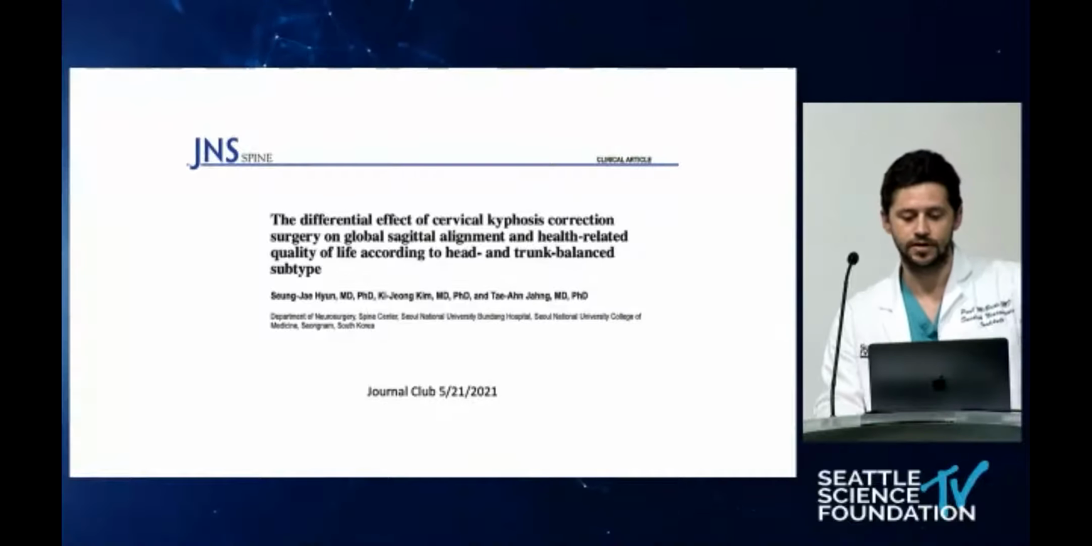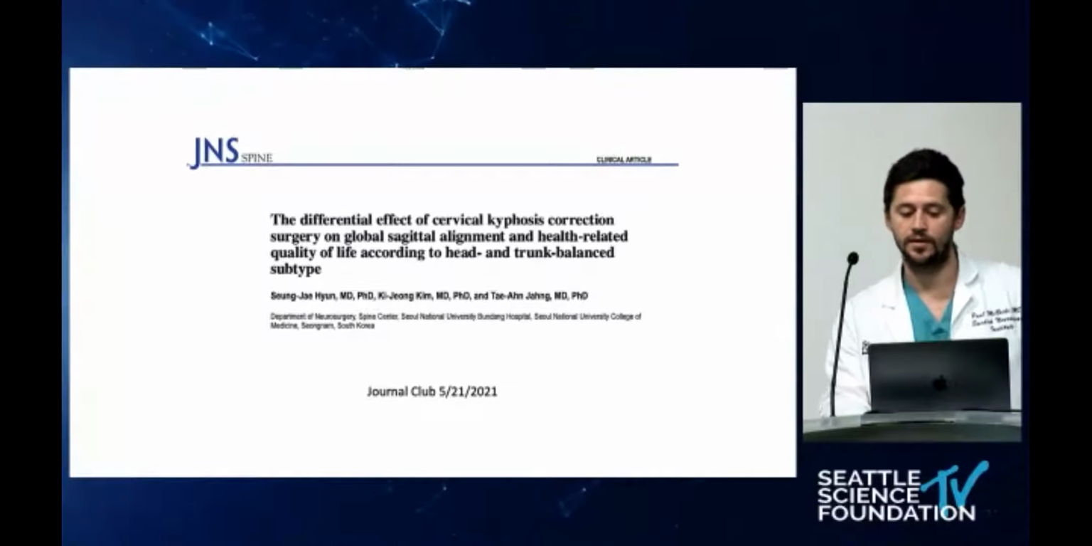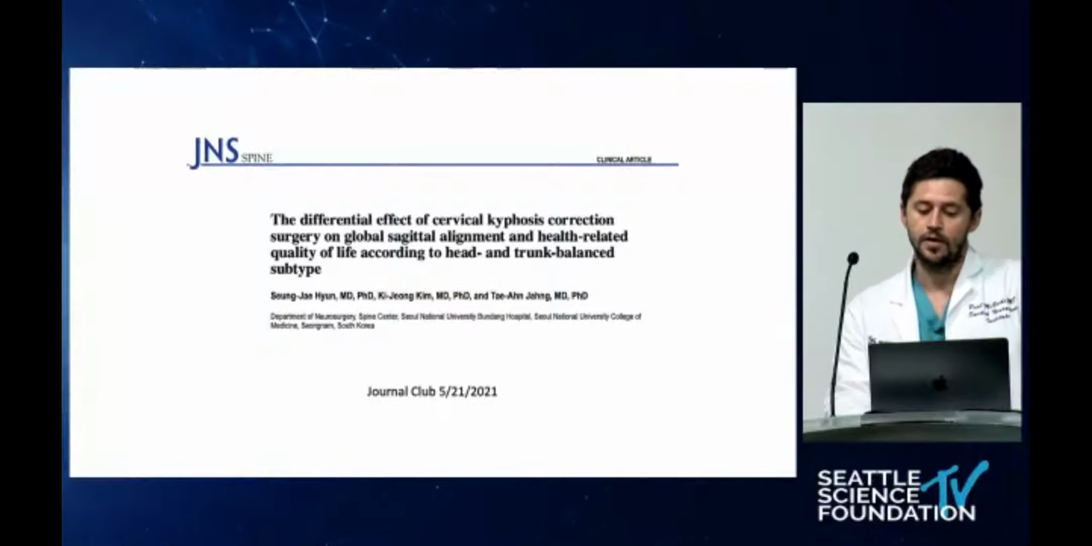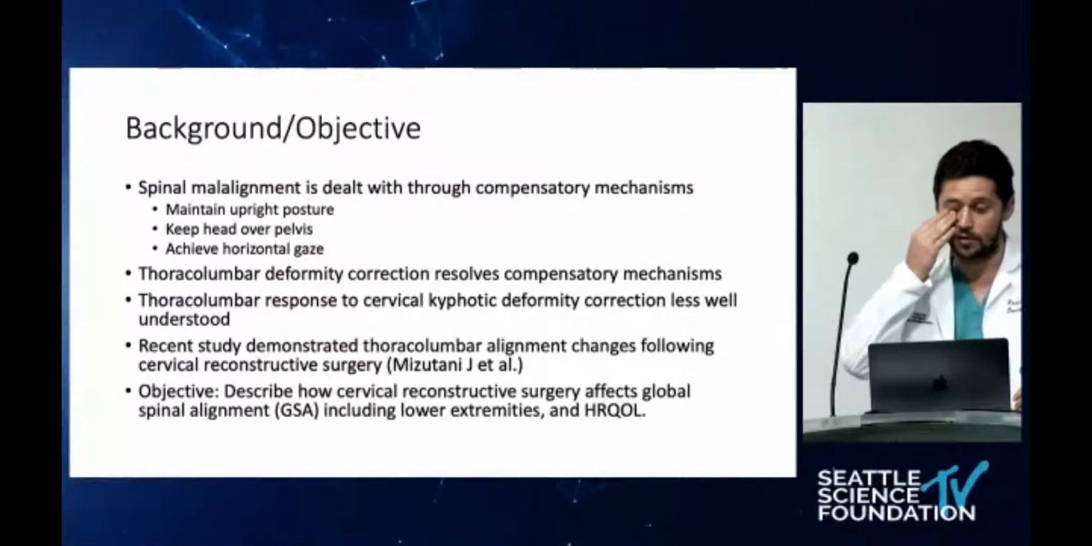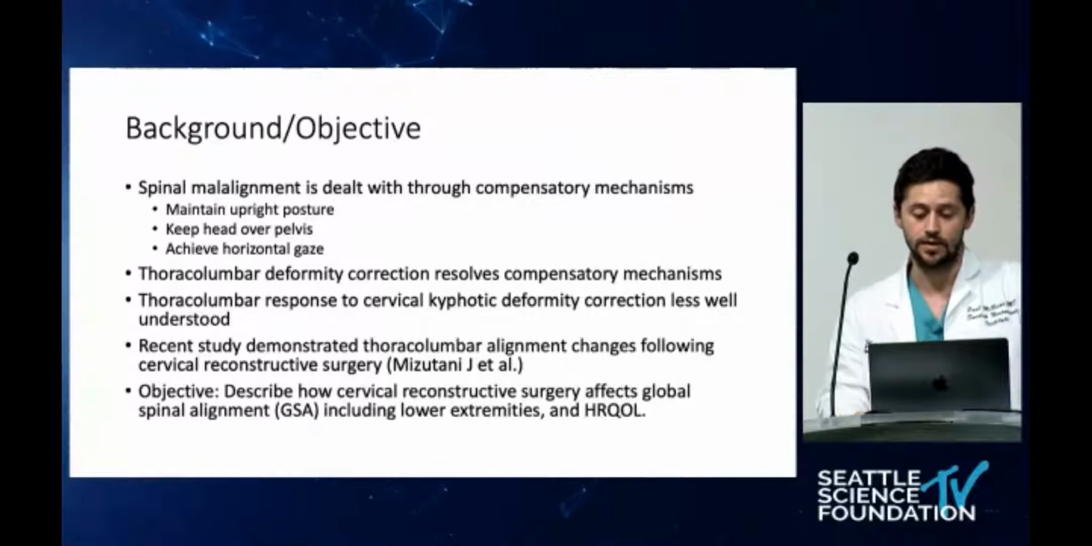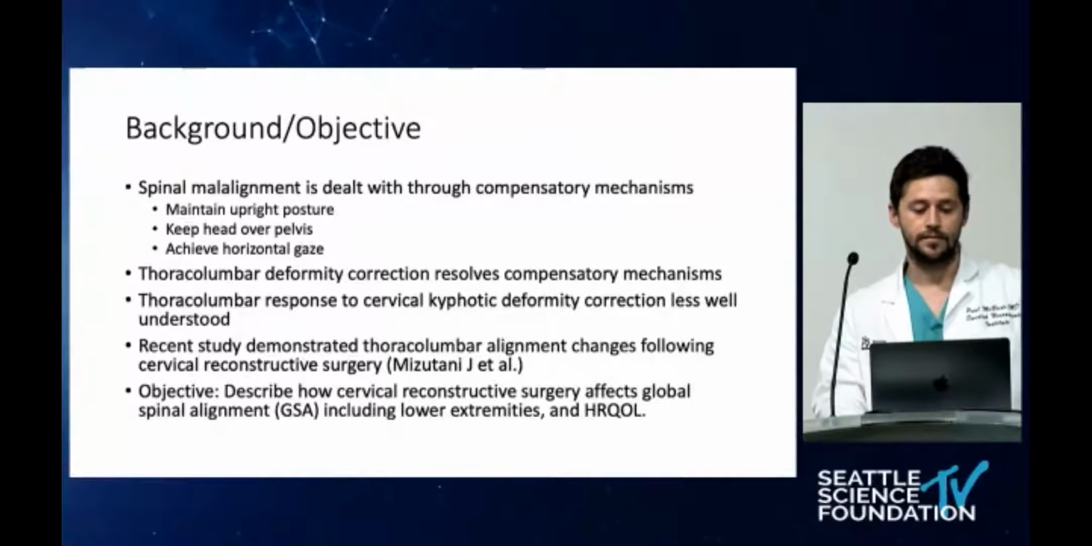It's titled "The Differential Effect of Cervical Kyphosis Correction Surgery on Global Sagittal Alignment and Health-Related Quality of Life According to Head and Trunk Balance Subtypes." As we know, the spine is being thought of more and more as one unit instead of 3 separate cervical, thoracic, and lumbar units. And in that vein, we're learning that spinal malalignment is dealt with through compensatory mechanisms in other areas of the spine from the deformity.